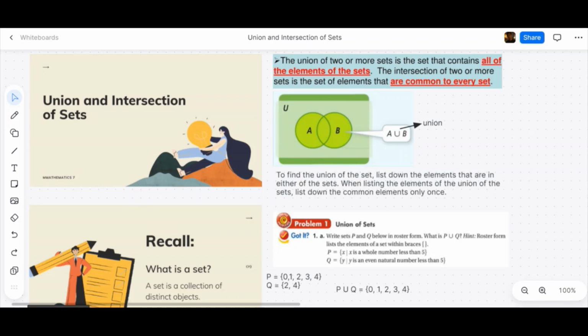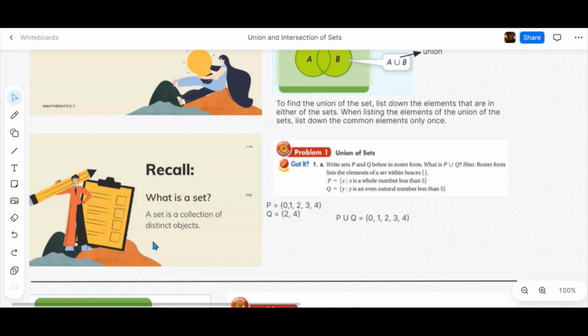In today's video, let's talk about the union and intersection of sets. Before that, let us first try to recall what a set is. As we all know, a set is a collection of distinct objects. It could be a set of numbers, pictures, books, etc.